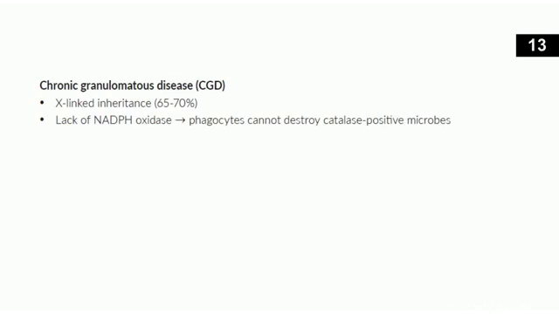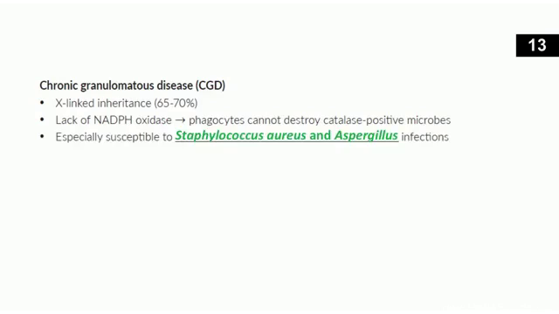So phagocytes are supposed to be able to engulf pathogens and debris and then destroy them. But because these phagocytes lack NADPH oxidase, they can't generate free radicals, so they can't kill microbes that are catalase positive. That means these patients are especially susceptible to infections with Staph aureus and Aspergillus. So make sure you know the enzyme that's deficient, NADPH oxidase, and make sure you know those two pathogens, Staph aureus and Aspergillus. You should also know how we diagnose chronic granulomatous disease.